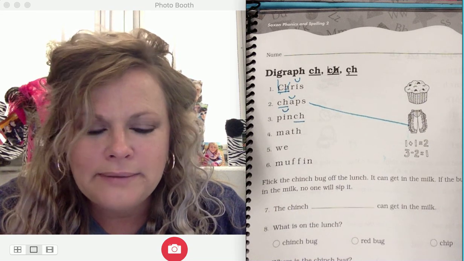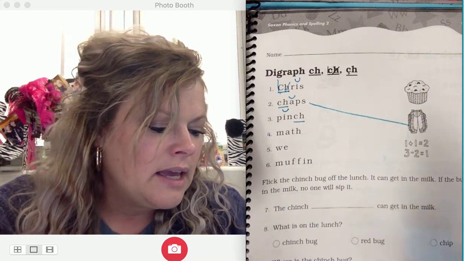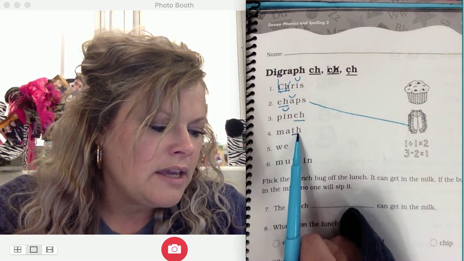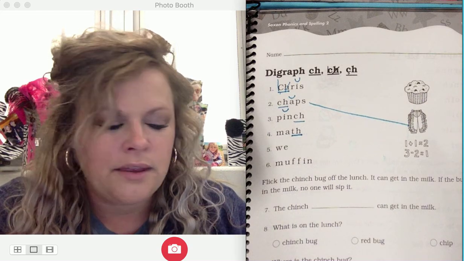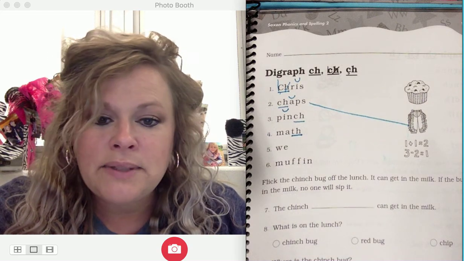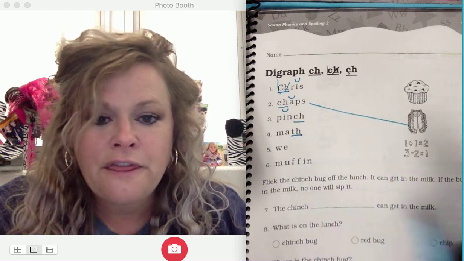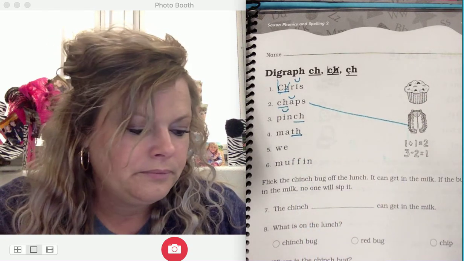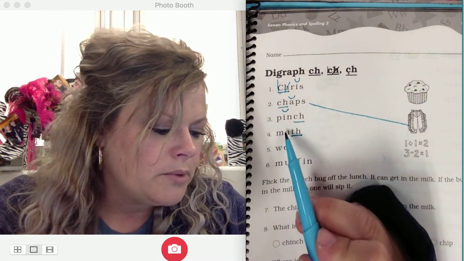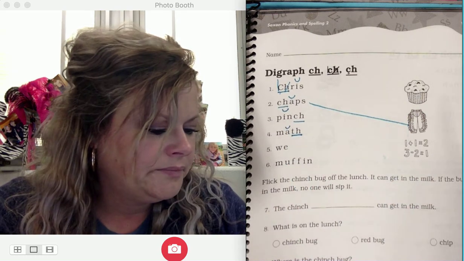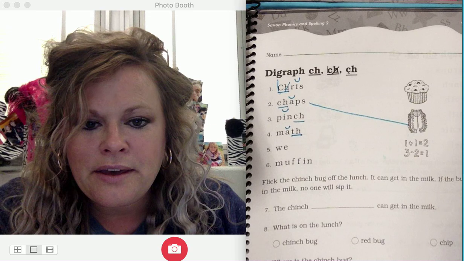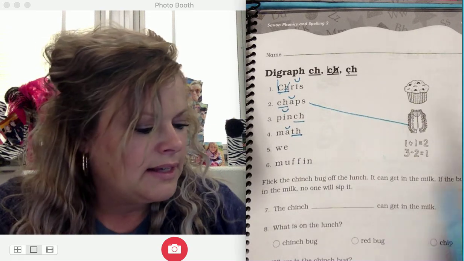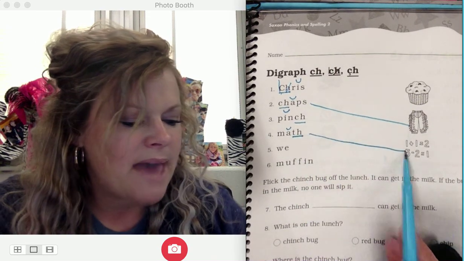Number 4, I see digraph TH. I know that it's going to be th or th. Most of the time when it's in the final position is th, like thimble. Okay, so I'm going to breathe the A. And I know now that that word is math. Math. And I see some numbers here that represent math.